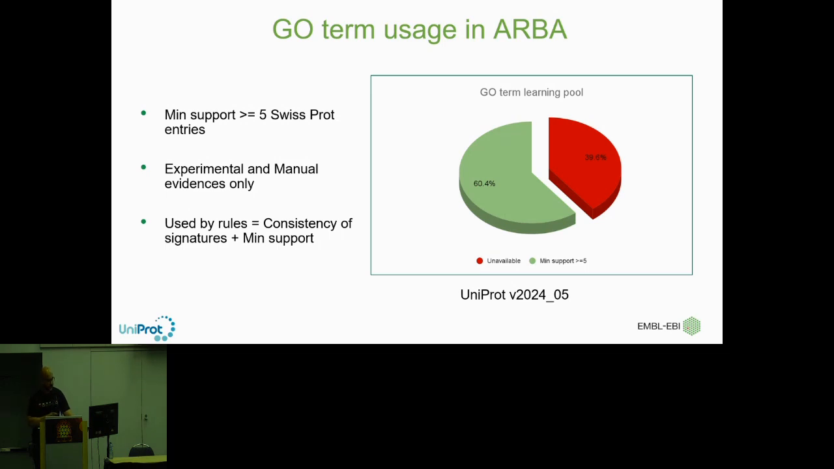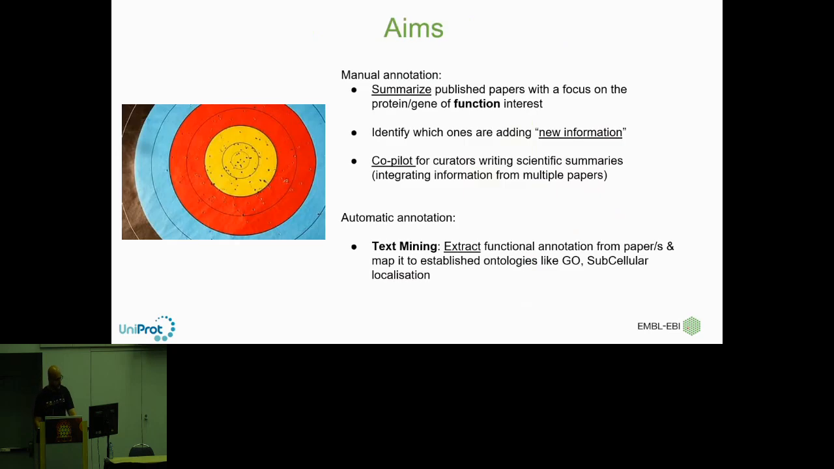So we want to tap into the 39.6% of the functional annotations which we are missing at the moment. And the way we can do that at the moment is to expedite the curation process, because we want to fetch these experimental and manual evidences, which majorly come from the literature. So we want to expedite the curation. That's why we define our aims.